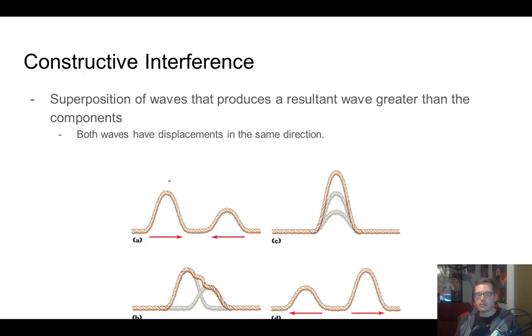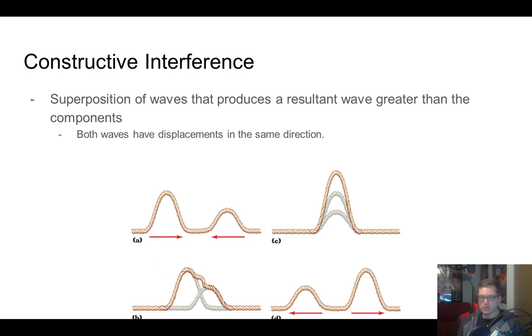All right. Now, the first type of superposition of waves that you can have is called constructive interference. Constructive interference occurs when the two waves that are hitting each other have displacements in the same direction, or their amplitudes are both positive or both negative. So here we've got this rope with two waves that are headed at each other. This bigger one is headed to the right. This smaller one is going to the left. Okay, and then they're going to go towards each other.